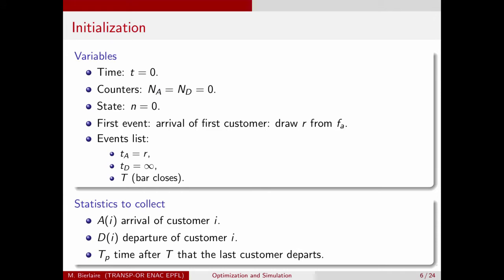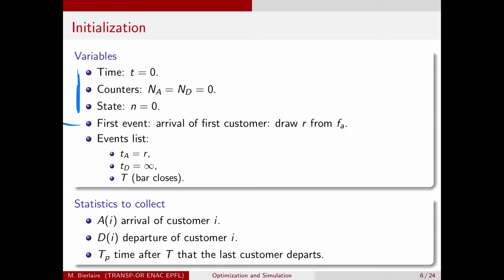Well, first we initialize all the variables to 0, right? The time, the 2 counter variables, and the state. I mean, the bar is empty in the morning. Then we have to initialize the events. Well, the first event is the arrival of the first customer in the bar in the morning.